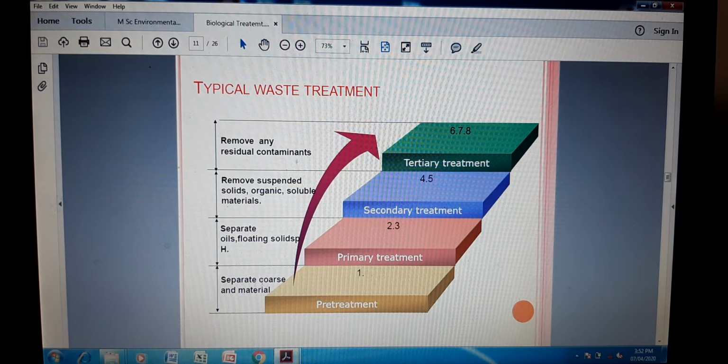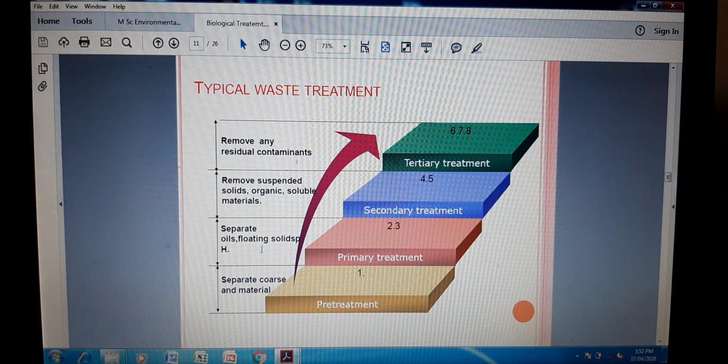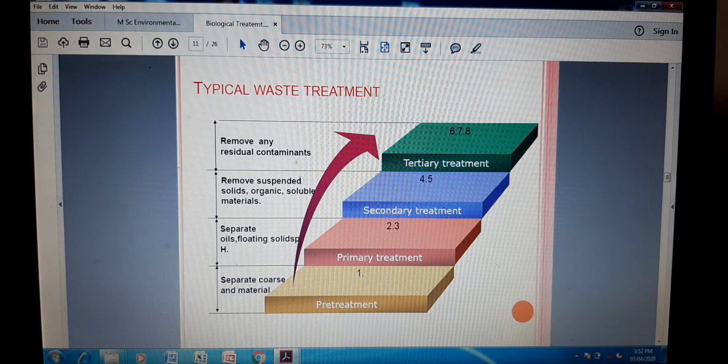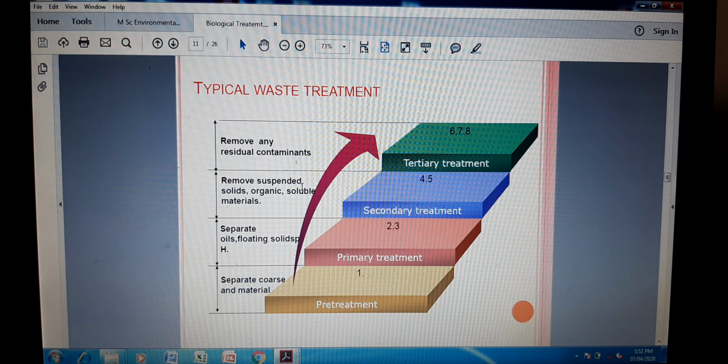After removal of coarse material, the second is the separation of oily, floating and solid masses or solid species from this particular primary treatment. Third is removal of suspended solids and organic soluble materials in the secondary treatment. This secondary treatment is totally based on microorganisms, the degradation of organic matter by using microbes.